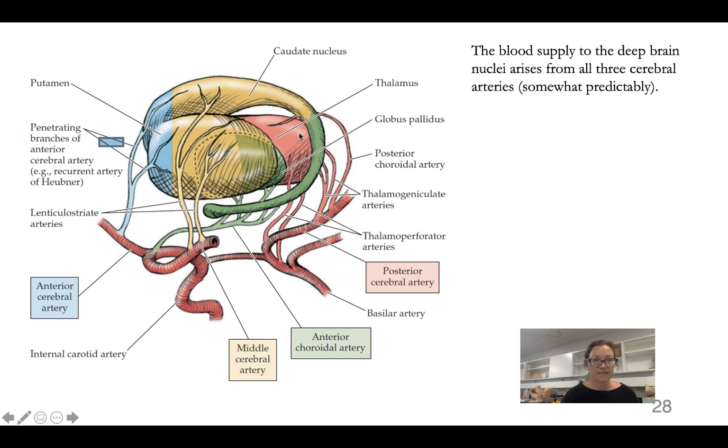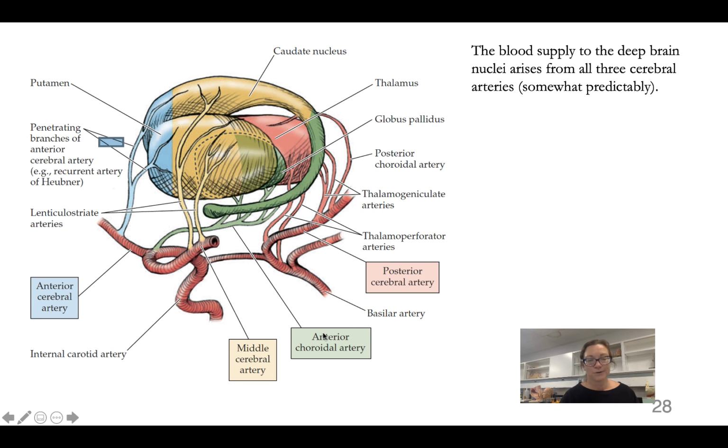And finally, when we get more posteriorly, we're looking at the PCA, which supplies a good portion of the thalamus. And these happen to be called thalamogeniculate or thalamoperforator arteries, because both of those groups run from the posterior cerebral artery to the thalamus. And so the thalamogeniculate and thalamoperforator arteries are analogous to the lenticulostriate arteries from the ACA and the MCA.